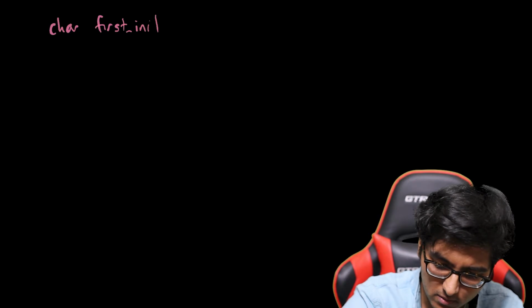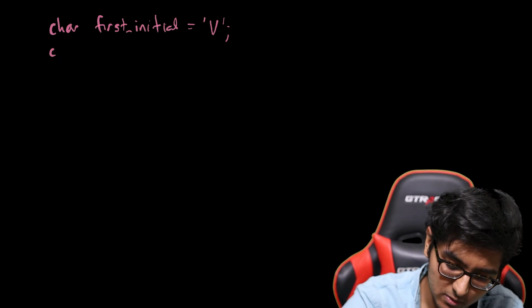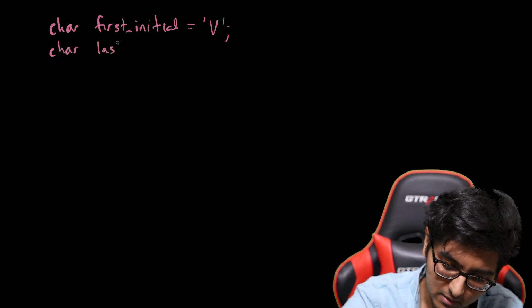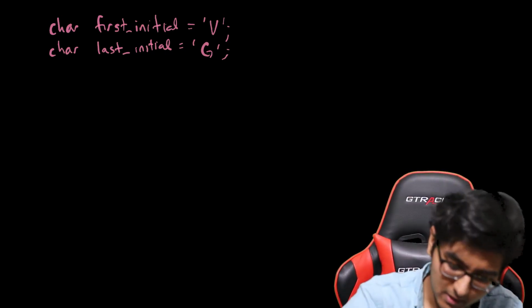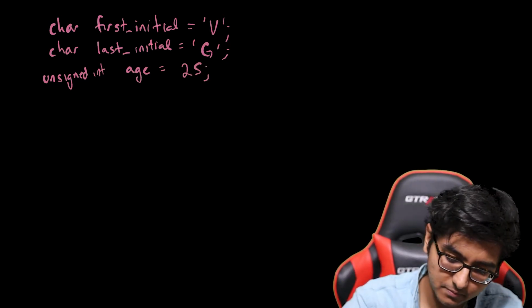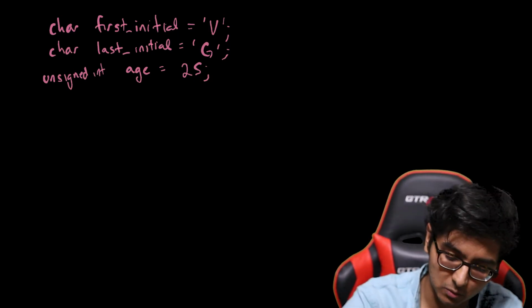For example, let's say we want to represent a student. A student has a couple of things. We might have a variable for their first initial, char first initial, and let's say my first initial is a V. A student will also have a last initial, so another char for last initial. A student can also have an age, so an unsigned int for their age. My age is 25.